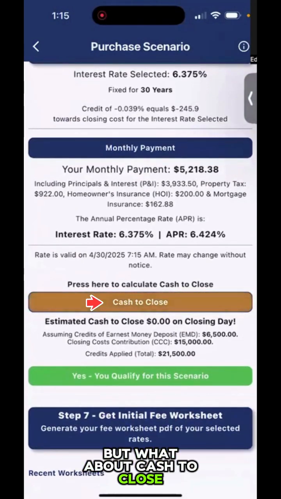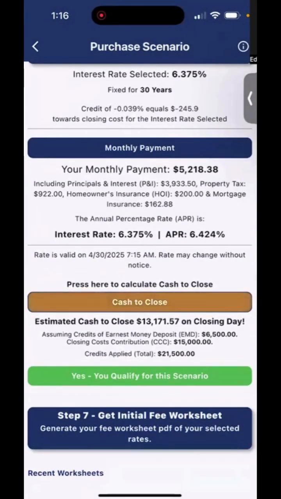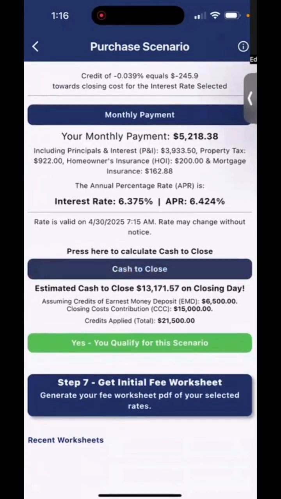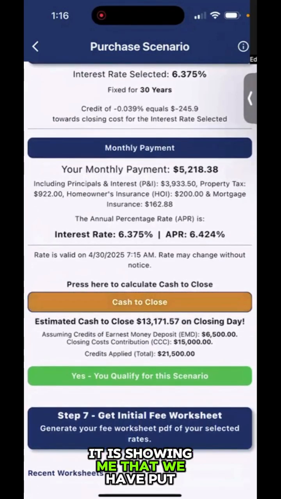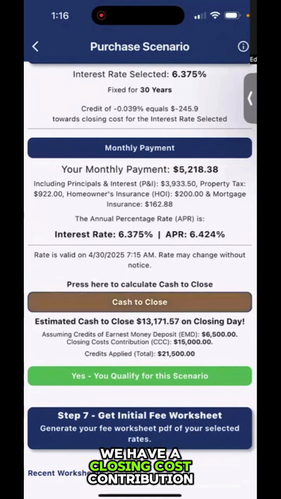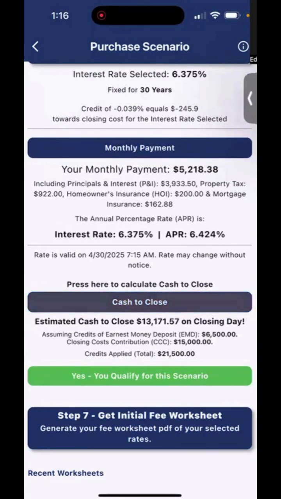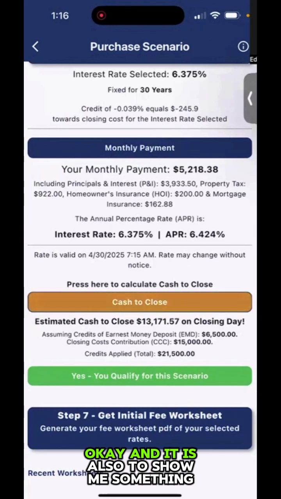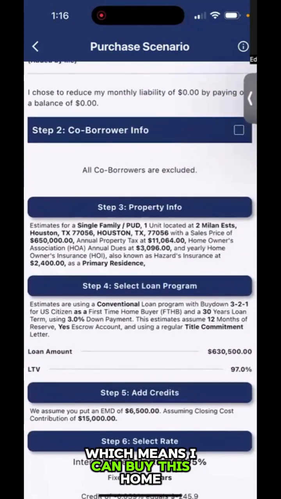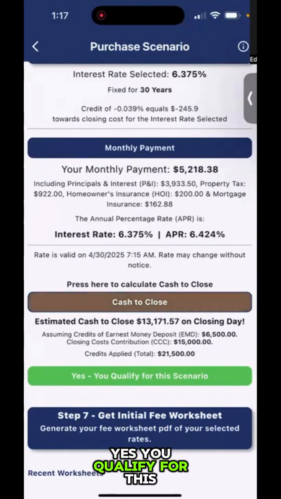But what about cash to close? So I click on cash to close, and now it is showing me my estimated cash to close on the closing date. Okay, let me see. Altogether, it is showing me that we have put $6,500 towards earnest money deposit. We have a closing cost contribution of $15,000. So a total of $21,000 in credits were applied. Okay. And it is also showing me something right there in green. It is telling me that yes, you qualify for this scenario, which means I can buy this home. Yes, you qualify for this scenario.